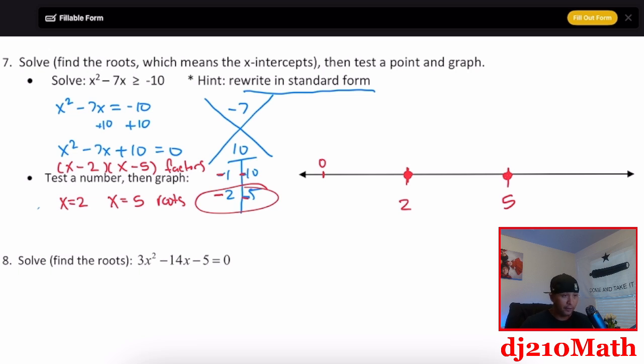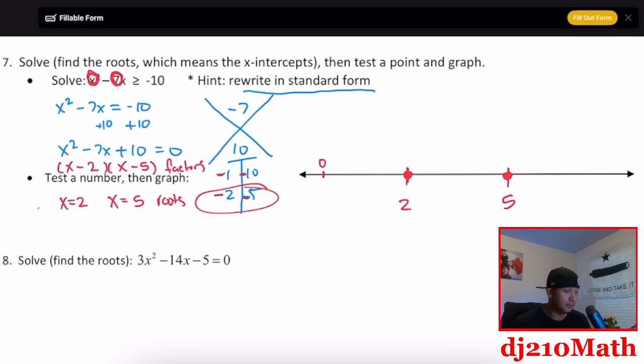So if I plug in 0, and if it's true, we're going to shade on this side that contains 0, and then this side as well. If 0 is false, then we shade inside. All right, so let's test it. And by test it, you test it back in the original problem, the original inequality before you change the sign. So we're plugging in 0. This is the reason why 0 is nice, because all the x's just go to 0.